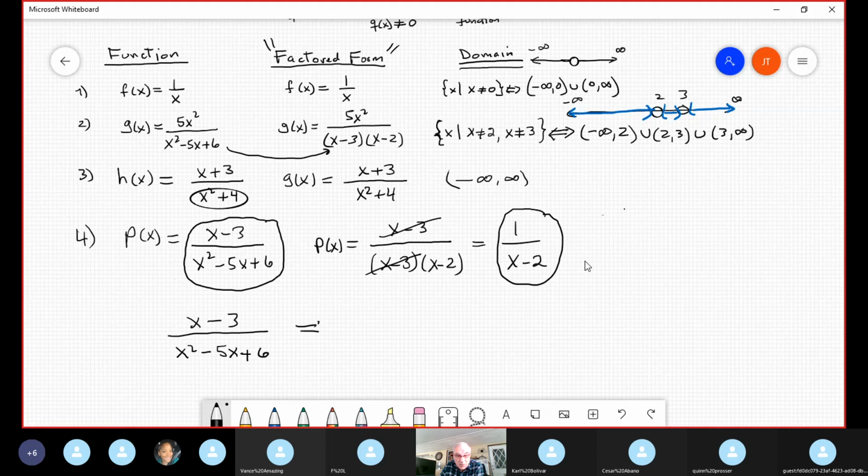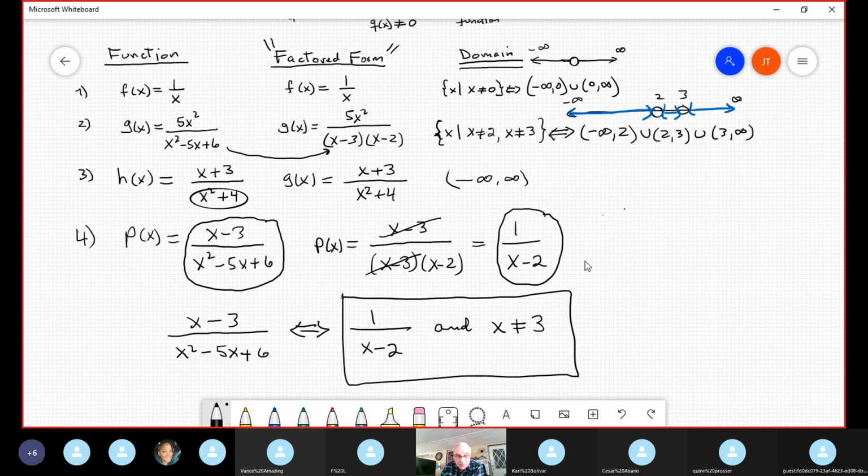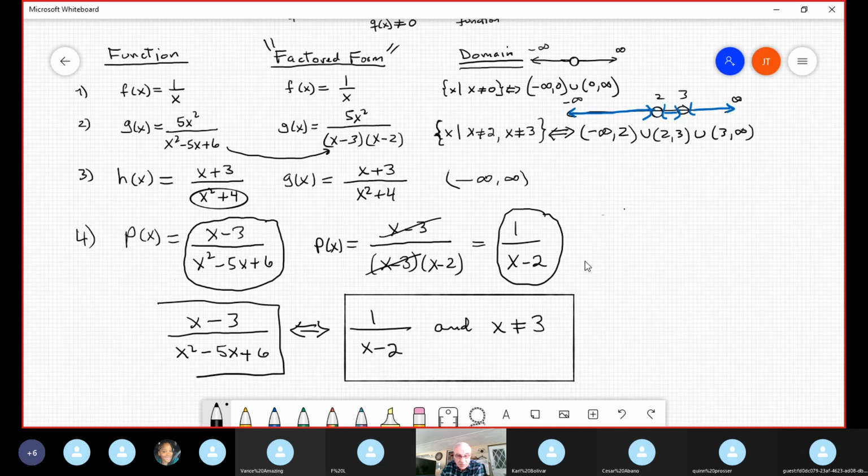Equivalent. This symbol indicates equivalent. It's the same as this. You consider x is not 2 and x is not 3. Now this statement, which is a compound statement because I'm connecting by "and", is equivalent to this. So it is obvious that the domain of this expression is all real numbers.